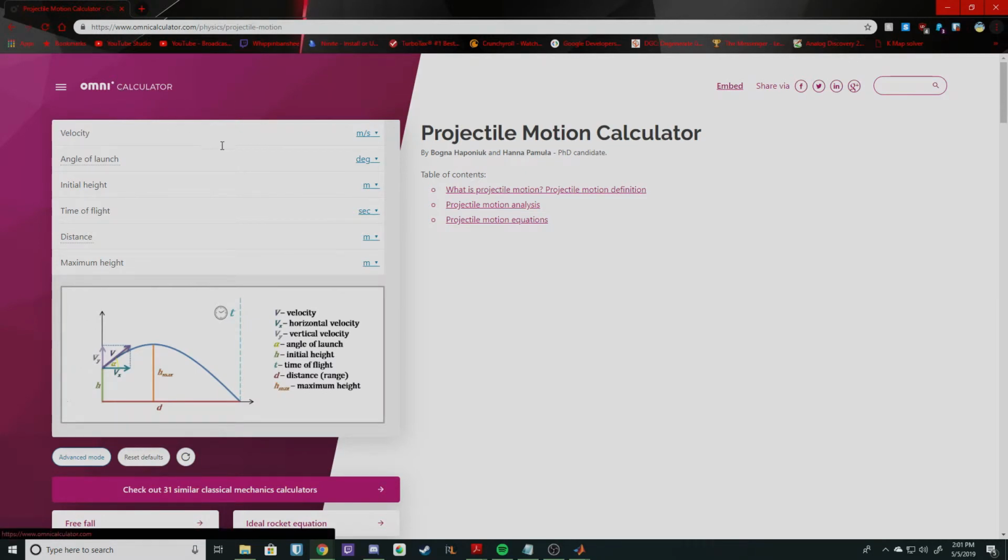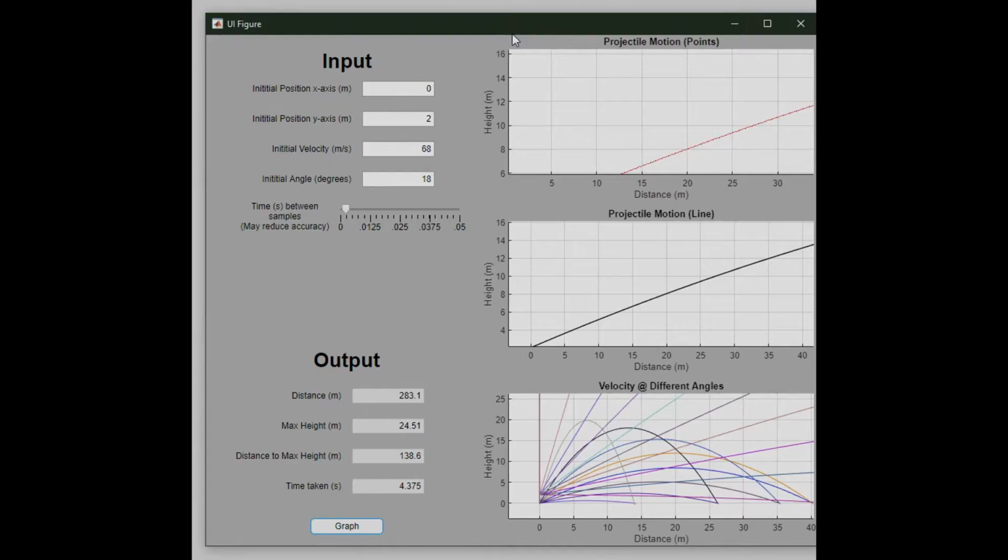I use the Omni calculator online, which is a projectile motion calculator where you can enter velocity in meters per second, use 68 meters per second. Angle of launch, we'll use 18. Initial height of 2. And it will output your time of flight, your distance, and your maximum height.